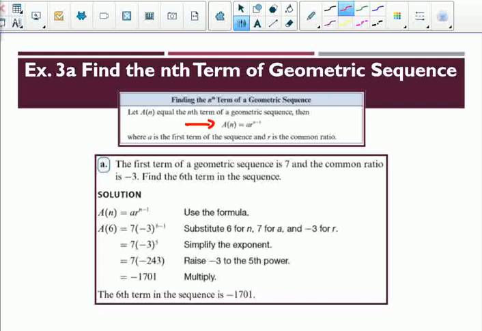So if you're trying to find the sixth term, as in this example, I have to put a number 6 wherever I see an n. So they put a 6 here, and they put a 6 here. And then they use the formula to find the sixth term. The first term was 7. The common ratio is negative 3. And if you're finding the sixth term, it's 6 minus 1, which is 5. So I raise negative 3 to the 5th power, then multiply it by 7 to get my answer. And that's how they got negative 1,701.